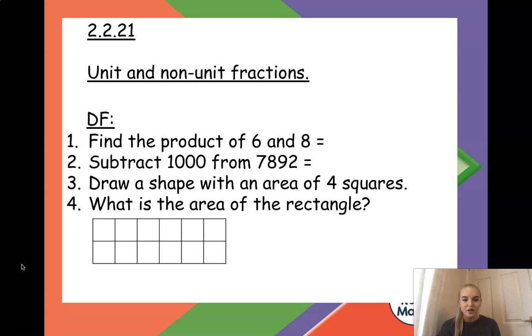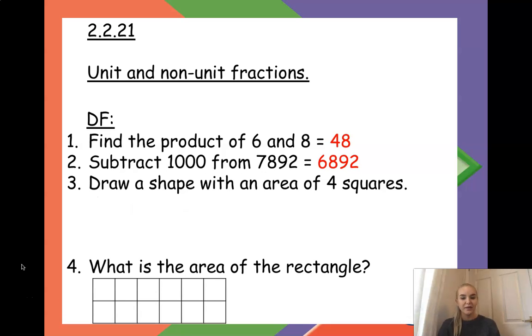Okay, question number 1. When we are finding the product of two numbers, what are we doing with them? That's right, we are multiplying them. So 6 multiplied by 8 is 48. Number 2, subtract 1,000 from 7,892. If we put this into a sum, it would look like 7,892 subtract 1,000. Now we know that we are looking at the thousands digit here, which is the 7. So if we subtract 1,000, it will be 6,892.